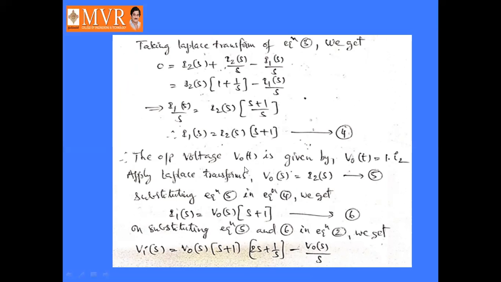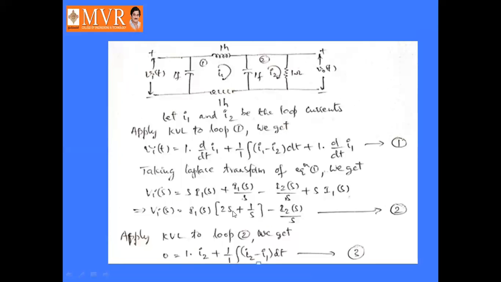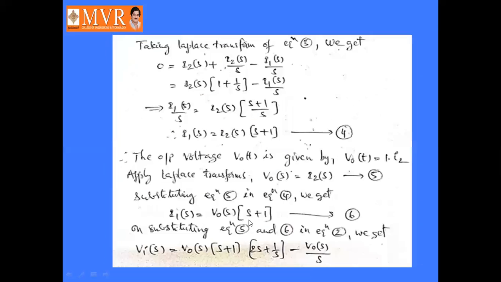So substituting equation number 5 in equation number 4, why? Because I2 of S equals V0 of S. Instead of I2 of S, I replace V0 of S. So I1 of S becomes V0 of S into S plus 1. That is equation number 6. On substituting equations 5 and 6 in equation number 2, this is equation number 2, Vi of S.